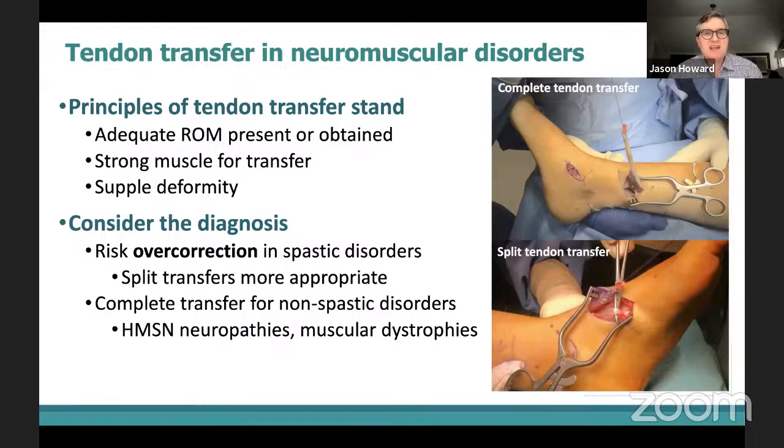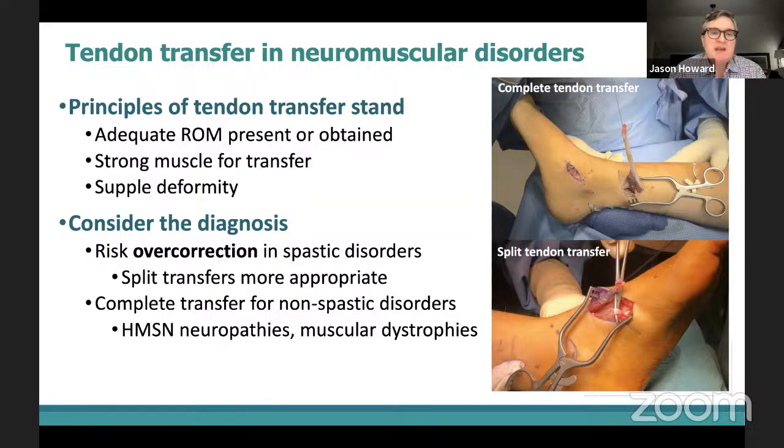Let's talk about tendon transfers in neuromuscular disorders. In neuromuscular conditions, there's 2 ways you can transfer a tendon. The first thing is you can transfer a complete tendon, or you can split it in half and transfer half the tendon. And where you do those different techniques, it depends on the diagnosis. In general, though, the principles of tendon transfer still stand.